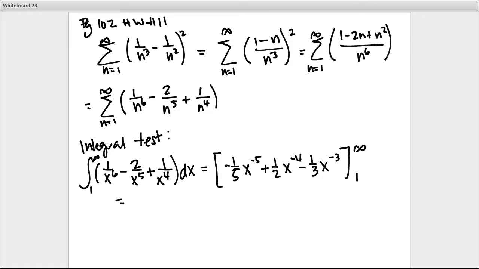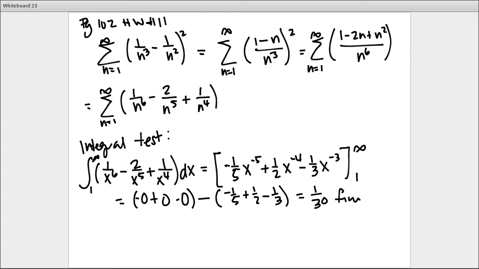And when you plug in the infinities, you're going to have a 0, plus a 0, a negative 0, plus a 0, minus a 0, doesn't matter, they're all zeros, and then a minus, and then a negative 1/5, and a plus 1/2, and a minus 1/3. So then you end up with 1 over 30, which is a finite number, which means it converges. Yeah, converges. Integral test is what I used.